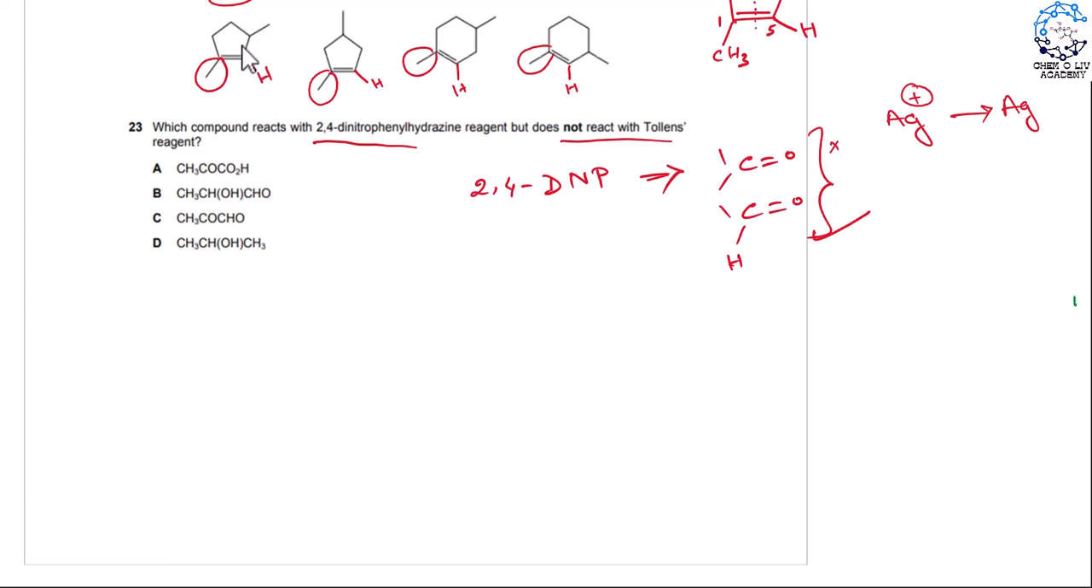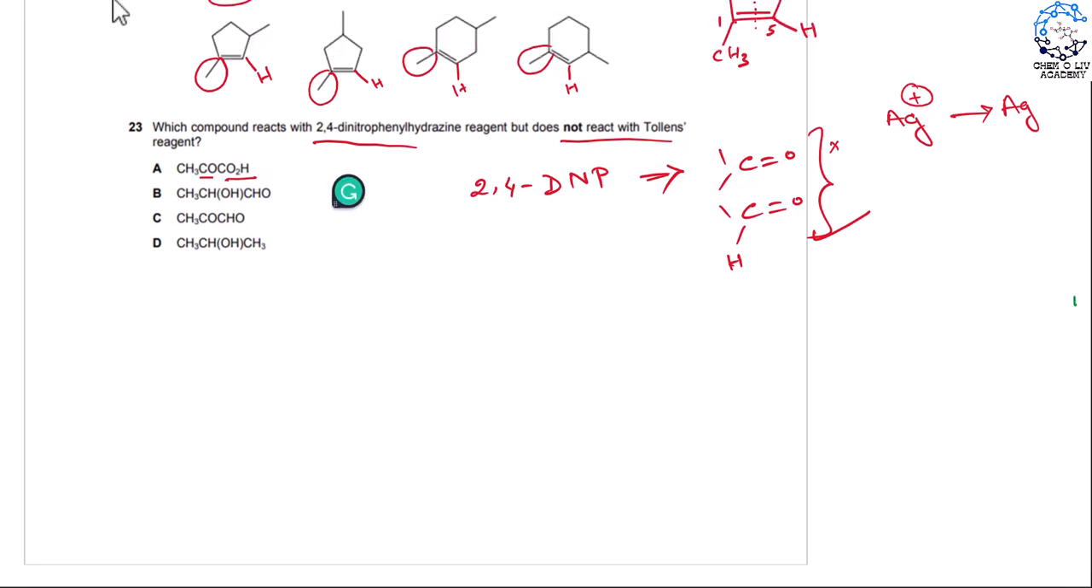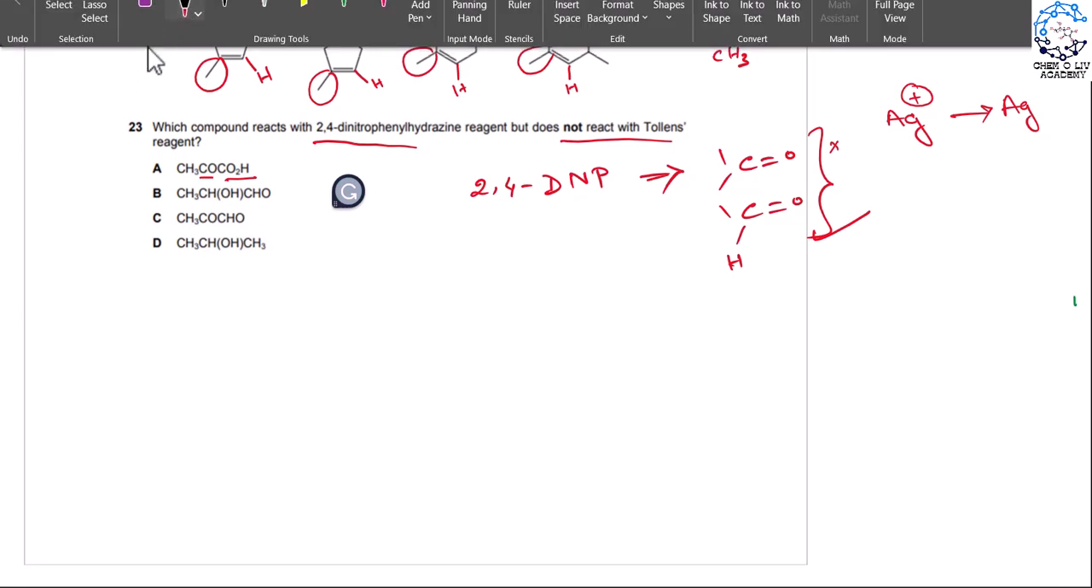For the first option, I can see there's a ketone group, but there's also a carboxylic acid group, so not possible. Carboxylic acid group cannot give the Tollens test. The CO group can definitely form 2,4-DNP, but COOH is not going to reduce the Tollens reagent.